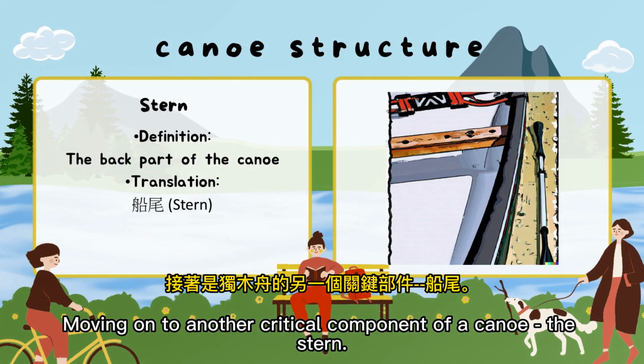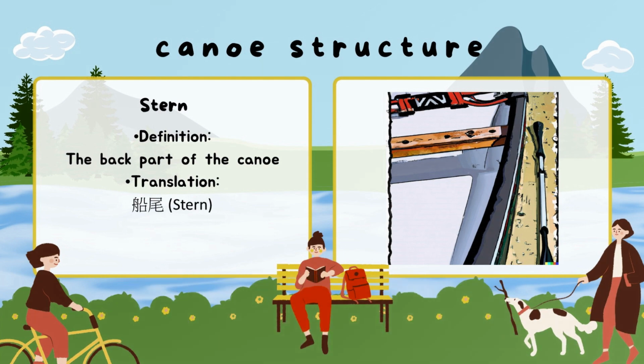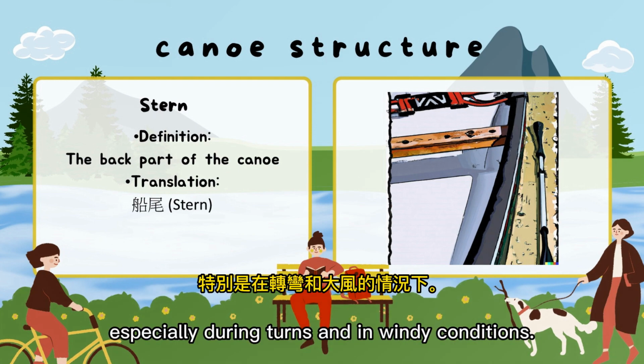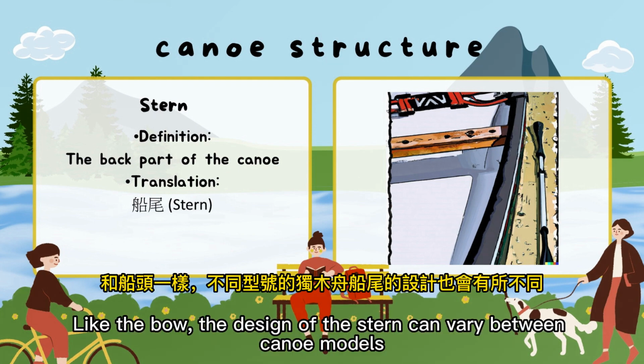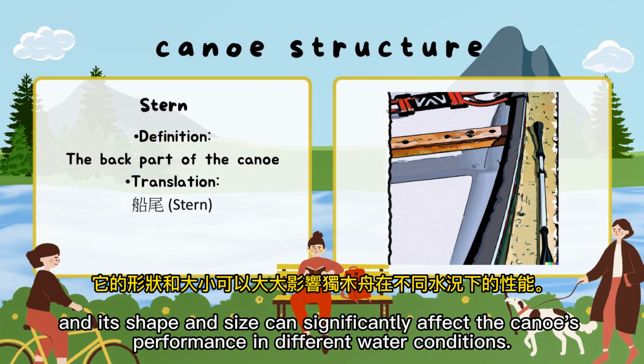Moving on to another critical component of a canoe, the stern. The stern is the rear section of the canoe and is responsible for providing directional control and stability. The stern plays an essential role in the canoe's maneuverability, especially during turns and in windy conditions. Like the bow, the design of the stern can vary between canoe models, and its shape and size can significantly affect the canoe's performance in different water conditions.